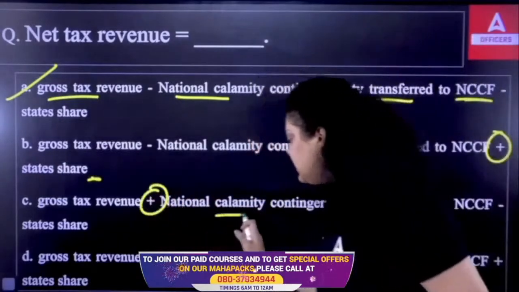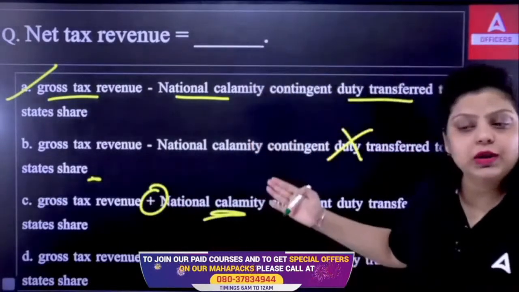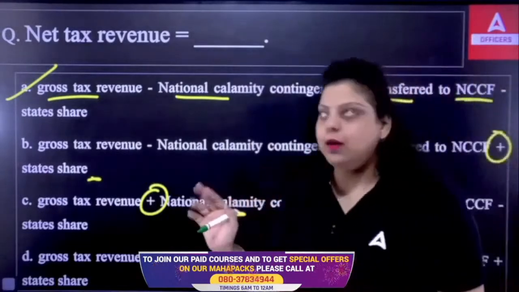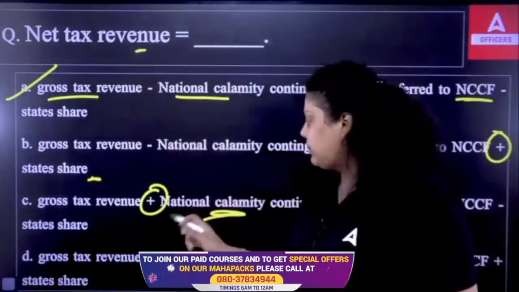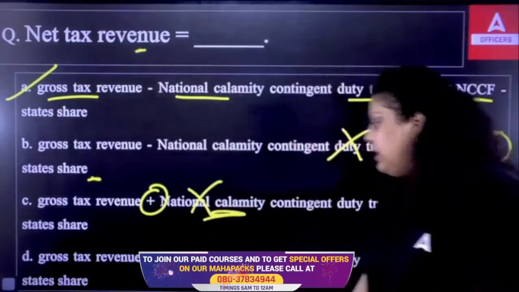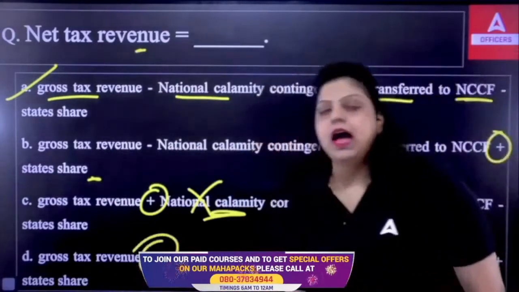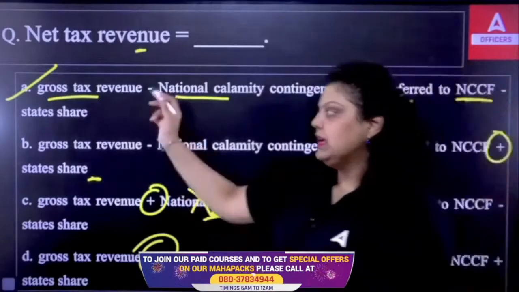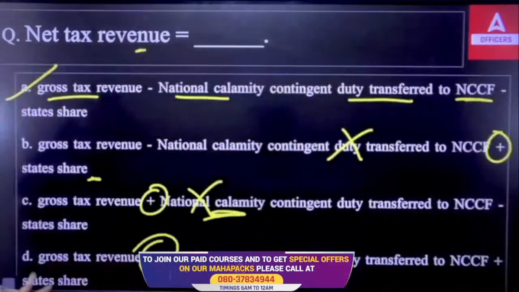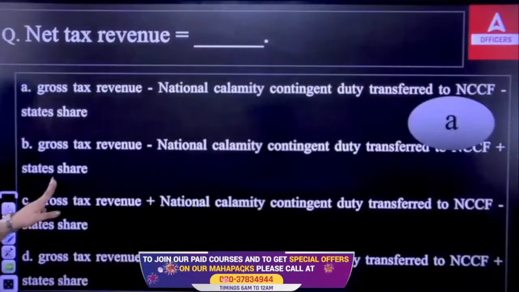Here you are adding the expenditure of national calamity. How can you add it? This is your expenditure, not your income. Tax revenue is the income of the government. This is your expenditure, so it cannot be right. The fourth one again is adding the national calamity expenditure. That's why the right answer will be option A. Okay, right answer is A.